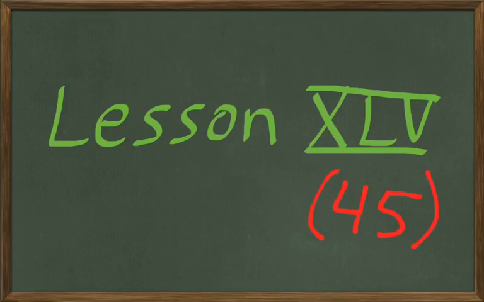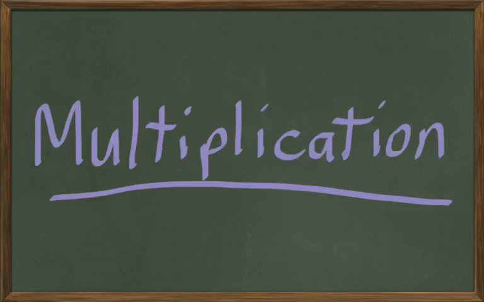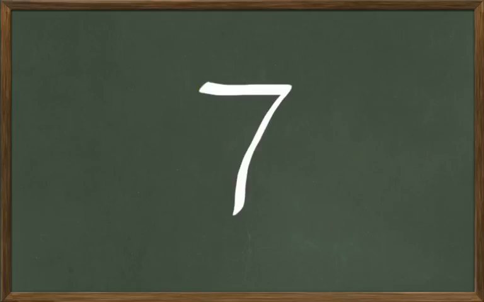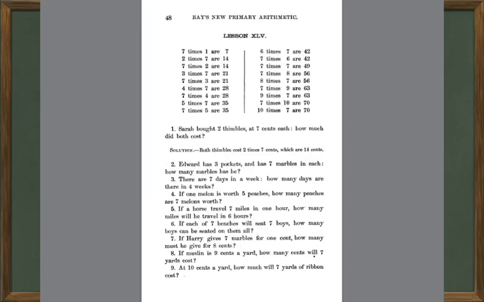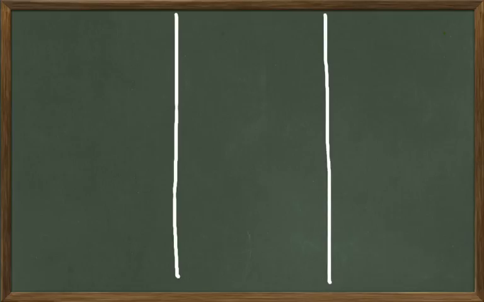Now today we're going to be doing lesson 45, and that's in the multiplication unit of our book. And the multiplication today is going to be with the number 7. And so we'll do some multiplication facts with 7 and some story problems. So if we're ready to get started, let's go ahead and do some multiplication facts with 7.